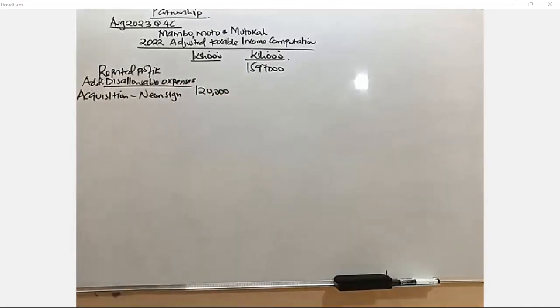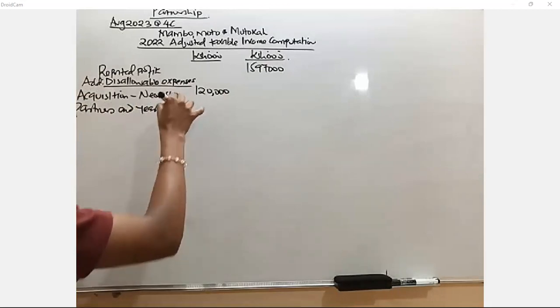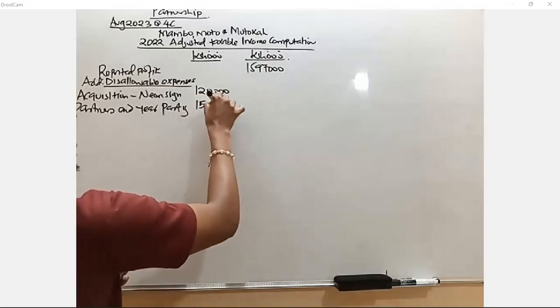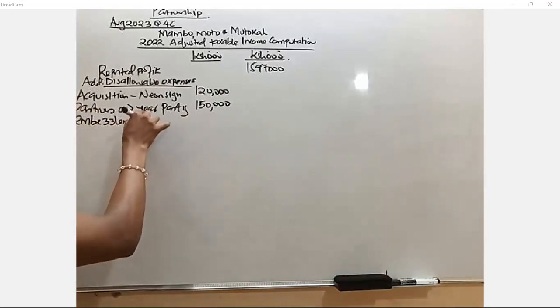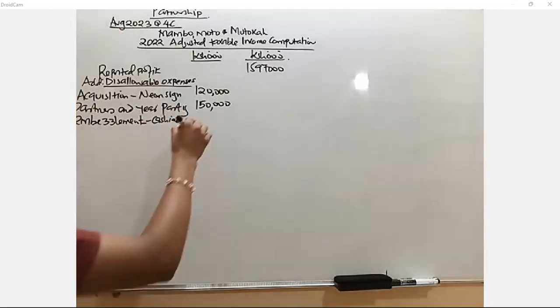Secondly, we have been told in the general expenses, we have the partners and their party. How much is this? We have 150,000. The next thing I can see there, we have the staff catering expenses. The staff catering expenses are not disallowable, they are allowable expenses. But we have embezzlement by cashier. So how much is the embezzlement? We have been told it's 210,000.